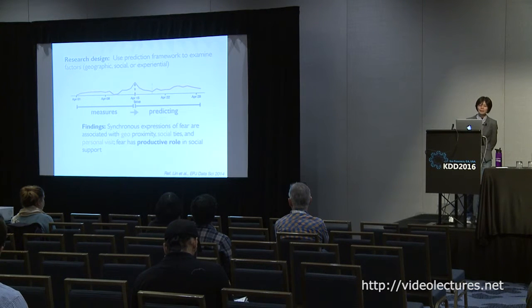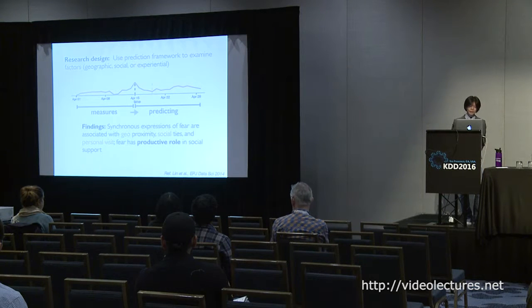And in this study, we show that the synchronous expression of fear is associated with all these different factors like geo-proximity, social ties, and personal visit. And personal visit is the most dominant factor to explain the fear expression. And also, fear has a productive role in social support.